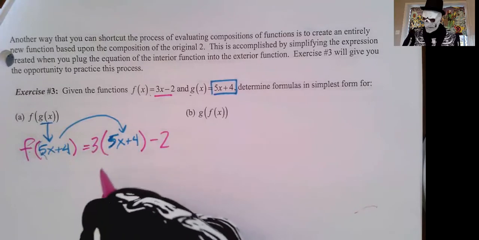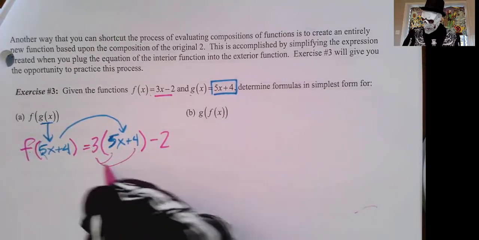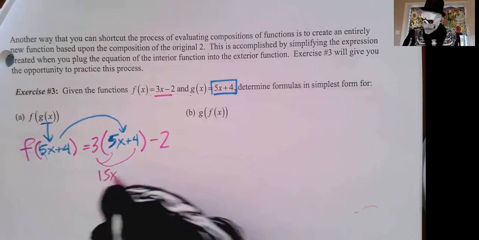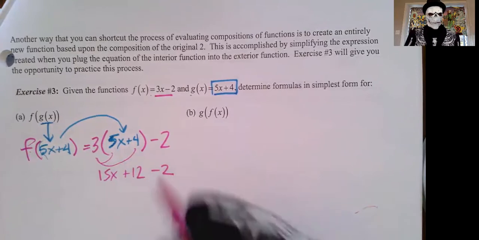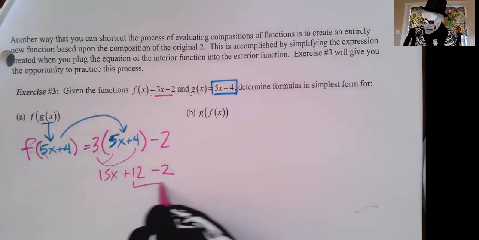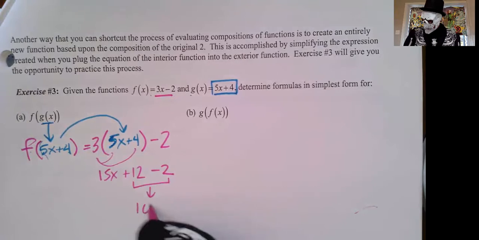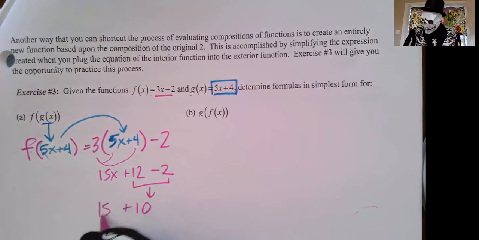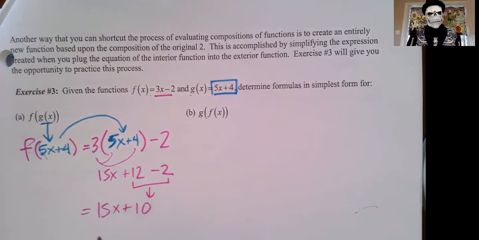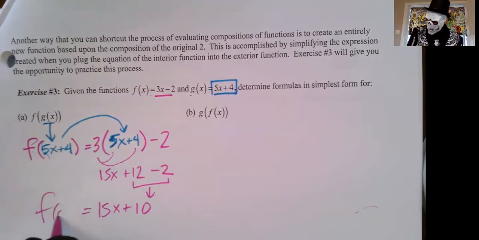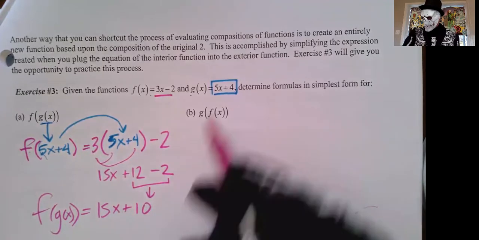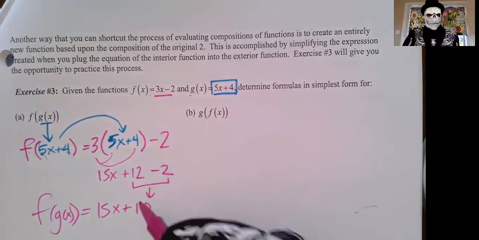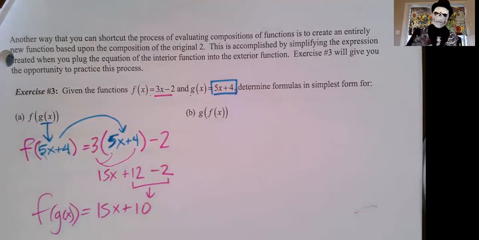I've got a 3 outside of parentheses, so I'm going to distribute that to both things here. 3 times 5x is 15x, plus 3 times 4 is 12, and then a minus 2 here. We combine our like terms, that 12 minus 2, and that is going to give us a total of 10. So at the end of this, our combined function is going to be 15x minus 10 when we do f of g of x. So that means if I wanted to plug something into this, f of g of x, if I plug it directly into this rule, I don't have to take it through both equations because this is the combined equation for both of them.